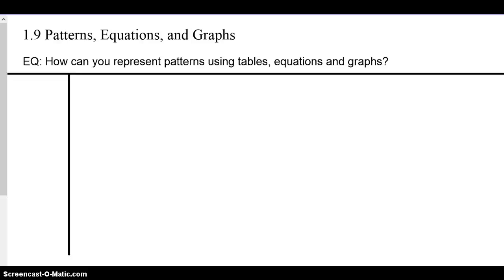Everybody, so 1.9 patterns, equations, and graphs. It's the last one before we have our test. Yahoo, and then we get to move on to some super fun solving equations and crunching numbers. Your essential question for today: how can you represent patterns using tables, equations, and graphs? So get that written down and we'll keep moving.